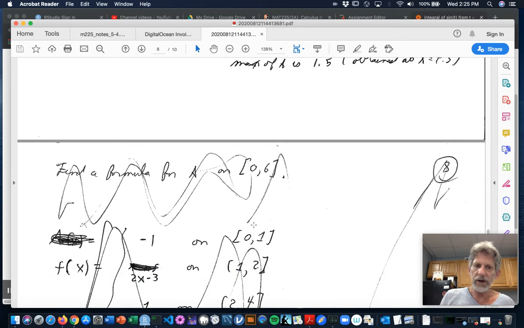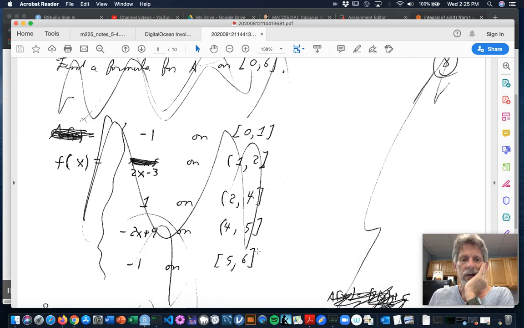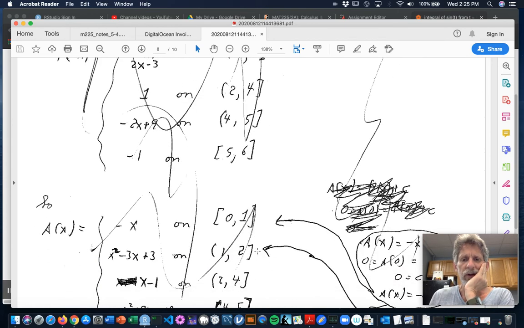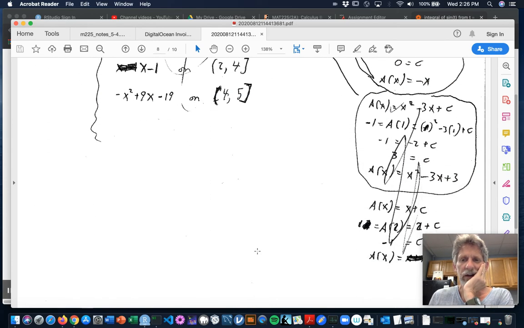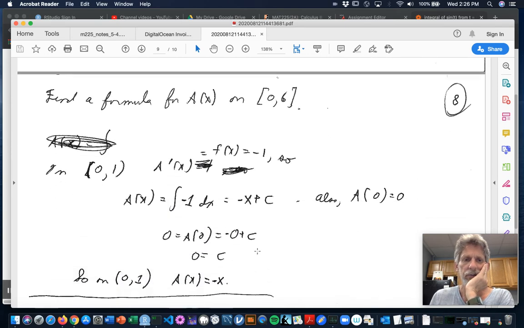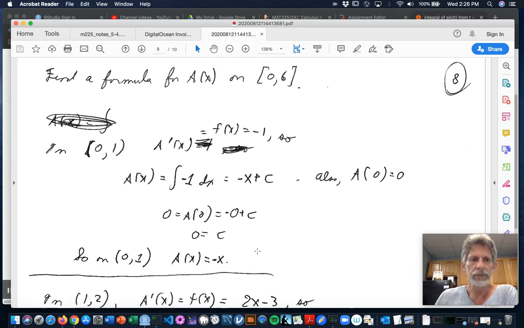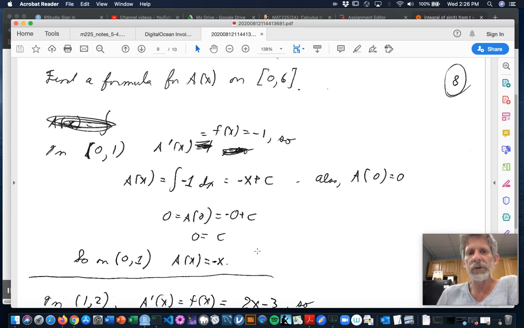You can actually find a formula for capital A on the whole interval from 0 to 6 if you want. I think it would be a good exercise to see how we do that, because it gives us a lot of practice with the fundamental theorem. Ignore this page where I decided I wanted to do it, and then decided no, I'm not giving myself enough space. Let me go for it here. So find a formula for capital A of x, where x goes from 0 to 6.